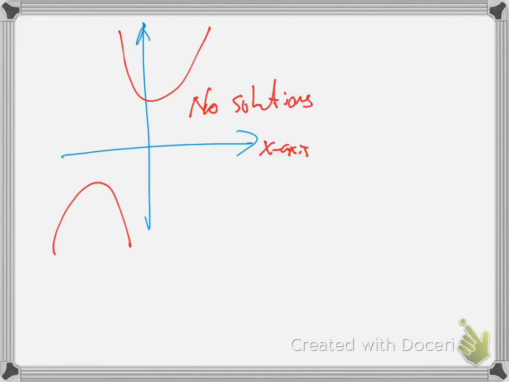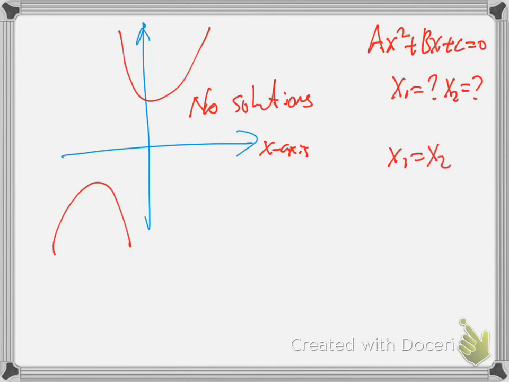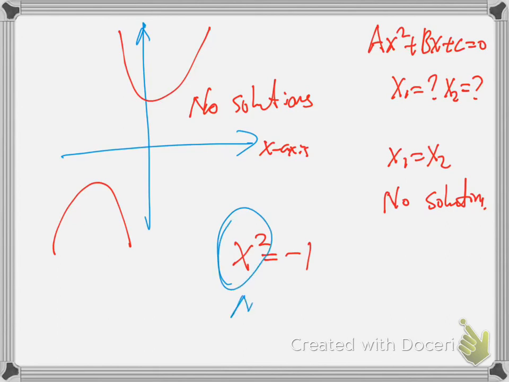Okay, so for the quadratic equation ax squared plus bx plus c is 0, in most cases we have two solutions, x1, x2. And sometimes we have one solution because they are the same value, and sometimes no solutions. So which case has no solutions? X squared is equal to -1. We know that for all numbers, the second power is positive. So for this quadratic equation, there are no real solutions.